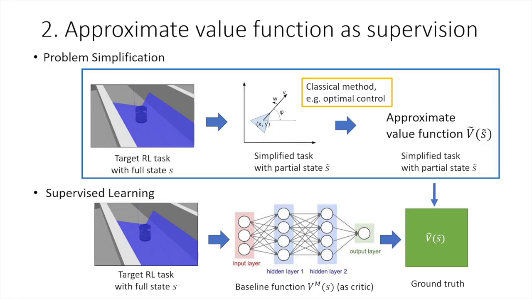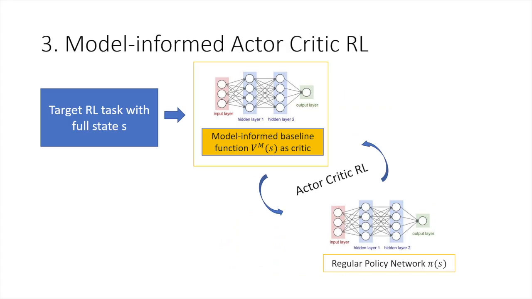Once we have done the problem simplification, we can then use classical methods like optimal control to efficiently calculate an approximate value function, which can be used as supervision for training a baseline function as a critic for the target RL problem. Finally, this trained baseline function can act as a model-informed critic to provide more correct gradient estimation on policy update following the actor-critic reinforcement learning framework.